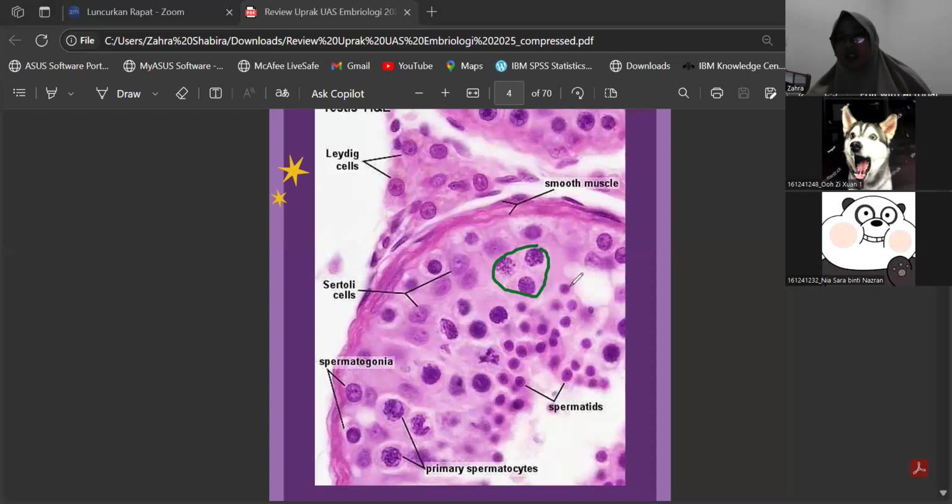Then it proliferates and differentiates to become spermatid, like this one. This is also a spermatid, and it is getting near the area named lumen of the tubulus seminiferus. After the spermatid develops, it changes to become spermatozoa. It has a tiny head and also a tail named flagella.